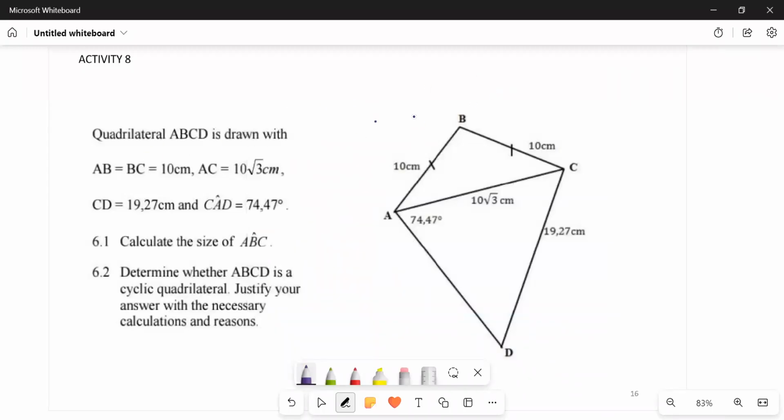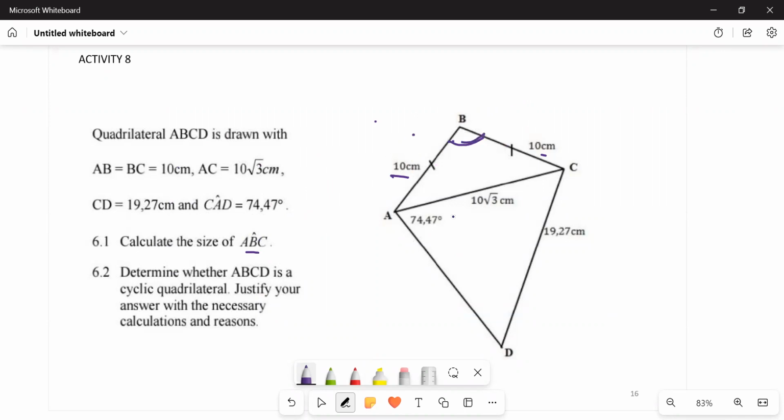We are given a four-sided figure. They say ABC, it's a quadrilateral. And then we are told AB equals 10 centimeters, and this is 10 centimeters. They say we should calculate the size of angle ABC. They're talking about this angle here.